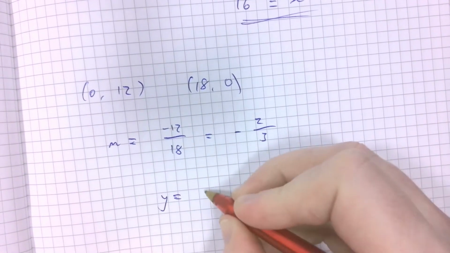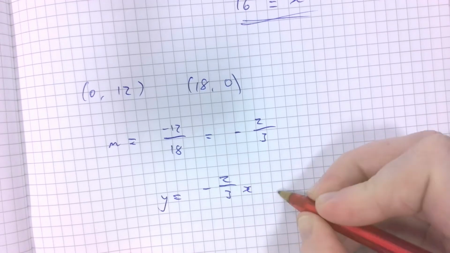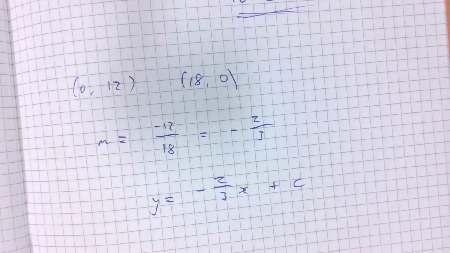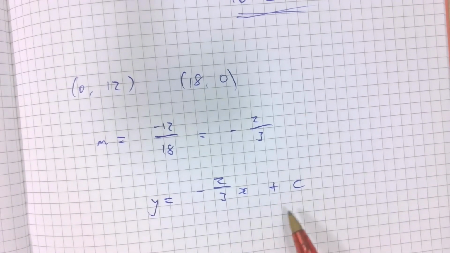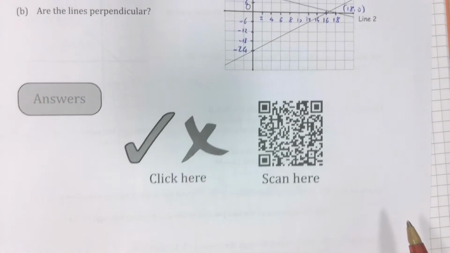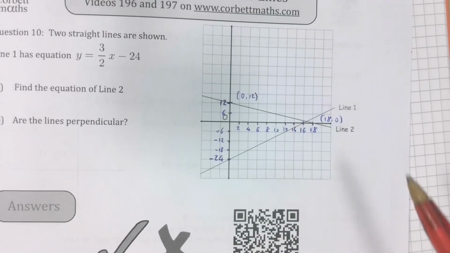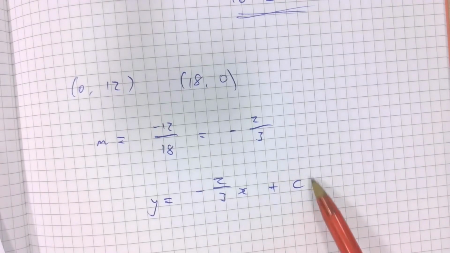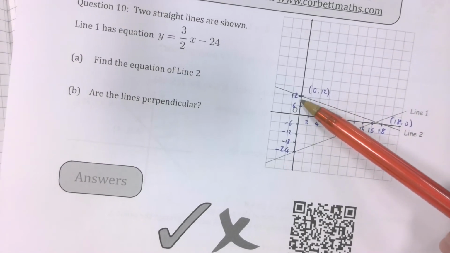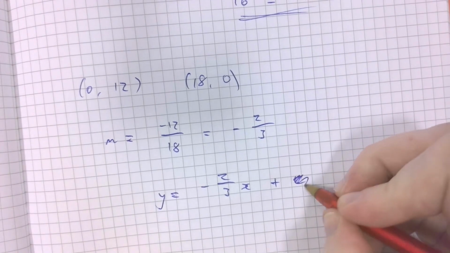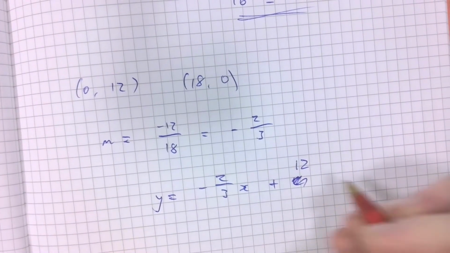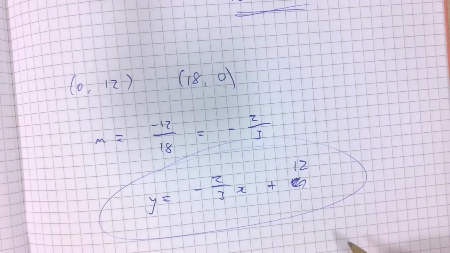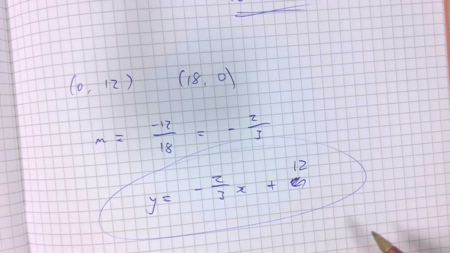So y equals negative 2 over 3x plus c. That's y equals mx plus c, isn't it? So the gradient is minus 2 over 3. And what's the plus c at the end? Well, actually, we don't need to do anything. We can see where the y-intercept is right here. Remember, the plus c at the end of every line equation is the y-intercept. So we can just immediately replace that with plus 12. This is the equation of line 2. Y equals negative 2 over 3x plus 12.